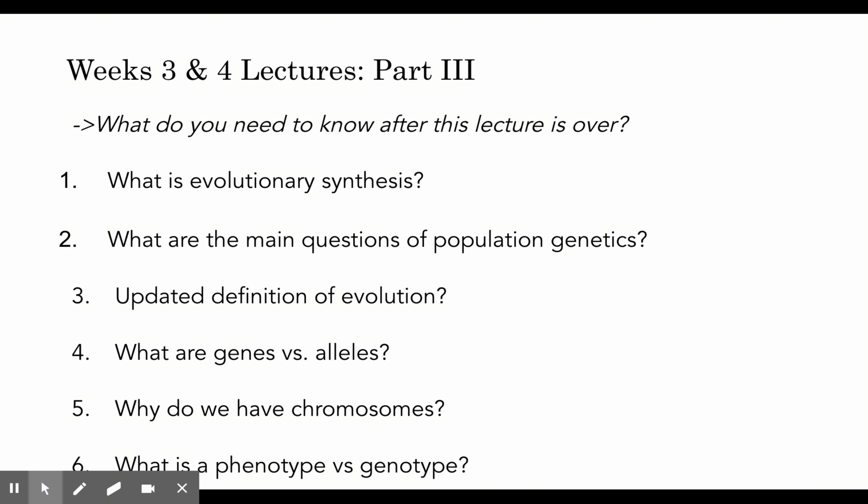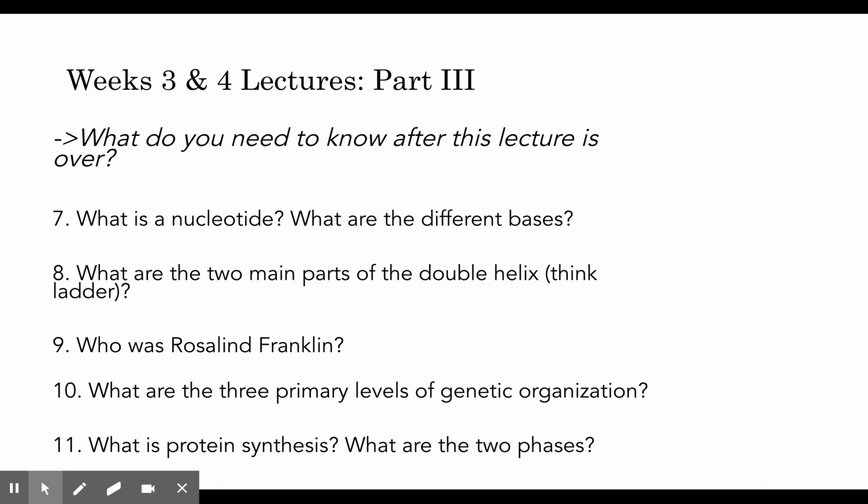In this portion of the lectures, we're going to delve into what is known as the evolutionary synthesis. We're going to talk about population genetics, and we're going to get into the mechanics of inheritance. And by that, I mean we're going to talk about what DNA is and what it does. You'll see on this next slide that you're going to have to understand the 3 primary levels of genetic organization. And you're also going to have to understand the process of protein synthesis. And that's basically how DNA translates into the production of the physical body.